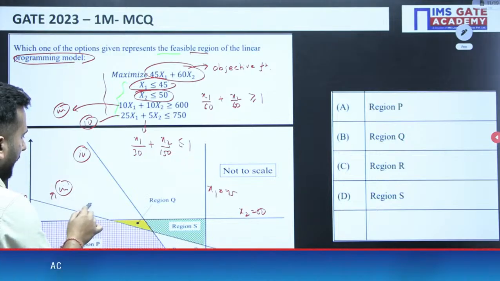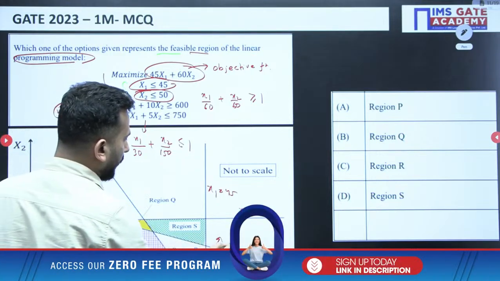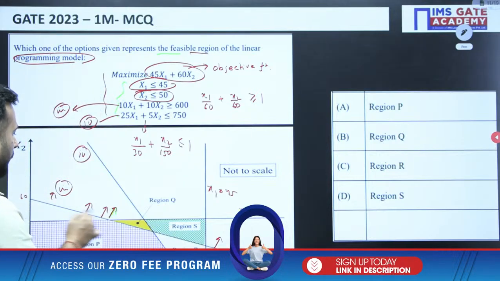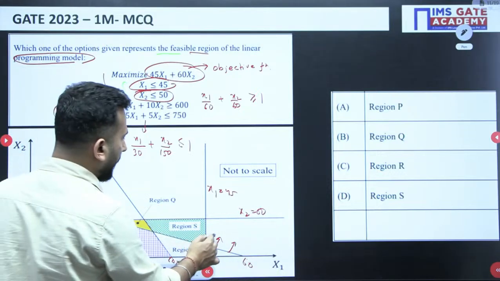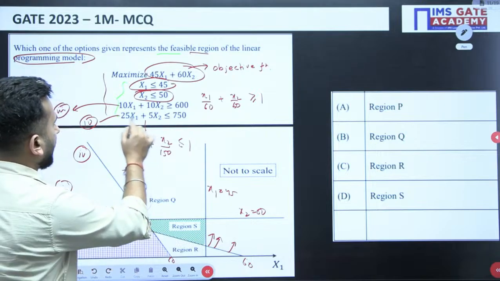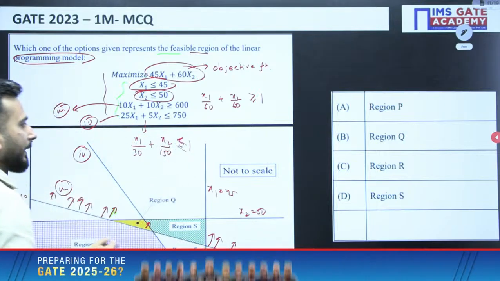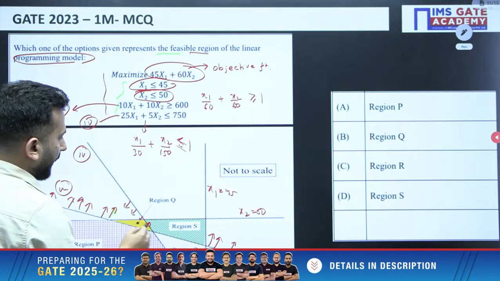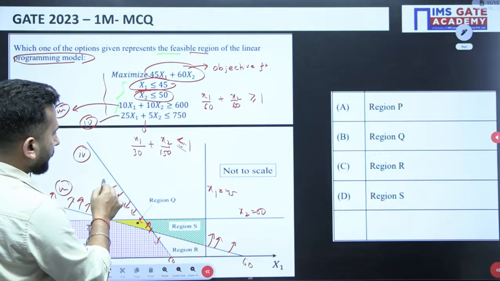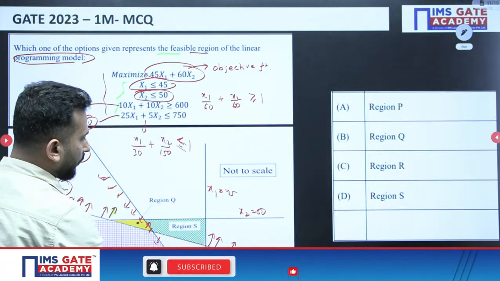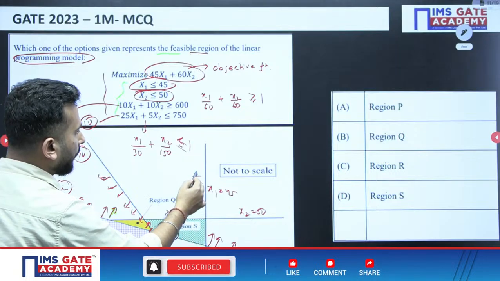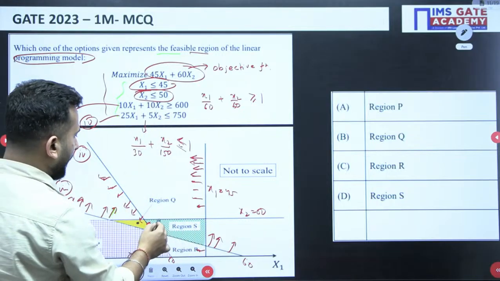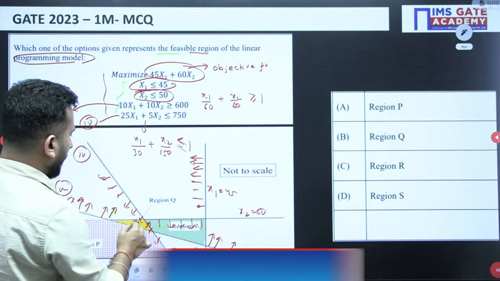Equation 3 is not containing the origin, so it is pointing to the upper part of the region. And the last equation is containing the origin, that is, it is asking you to come towards the origin. So this line is asking you to come towards the origin. x1 is less than 45, so this one is trying to point in this direction, and x2 is less than 50, it is telling you to come in the downward direction.